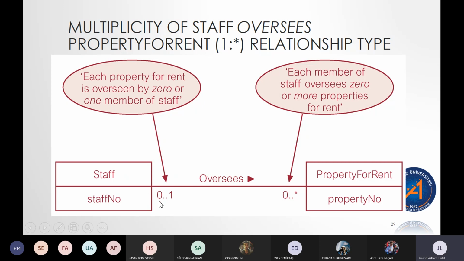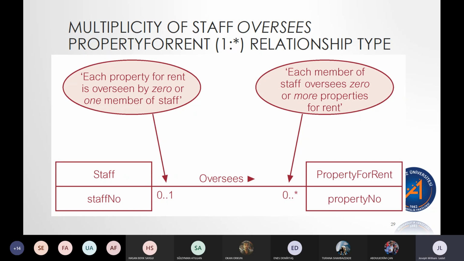Notice here again, participation is not required on either side. So a property doesn't have to be overseen, but if it is overseen, it can only be by one staff person. A staff person does not have to oversee any properties, but if they do oversee a property, they can oversee as many as the system will allow, or as many properties as there are. Whatever. But overall, we would refer to this as a one-to-many relationship.